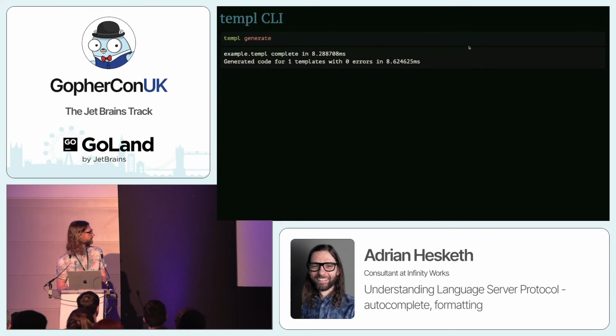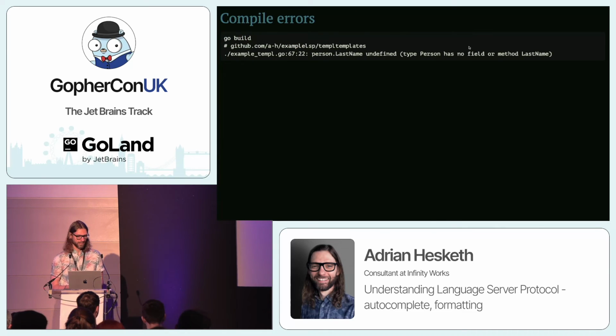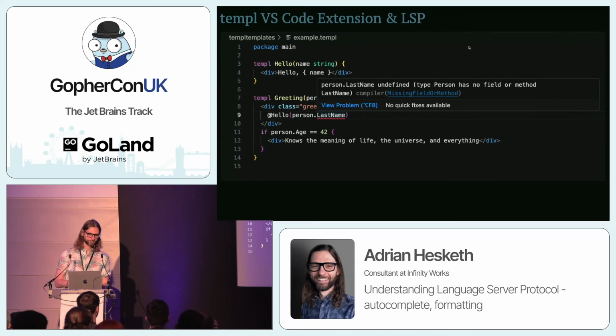The way it works is when you generate it, it generates Go code. So you use temple generate at the CLI, and it generates a Go file that outputs all of the HTML and does all of the interpolations. And that gives you compile time errors and so on. That makes it relatively straightforward then to create a VS Code extension.